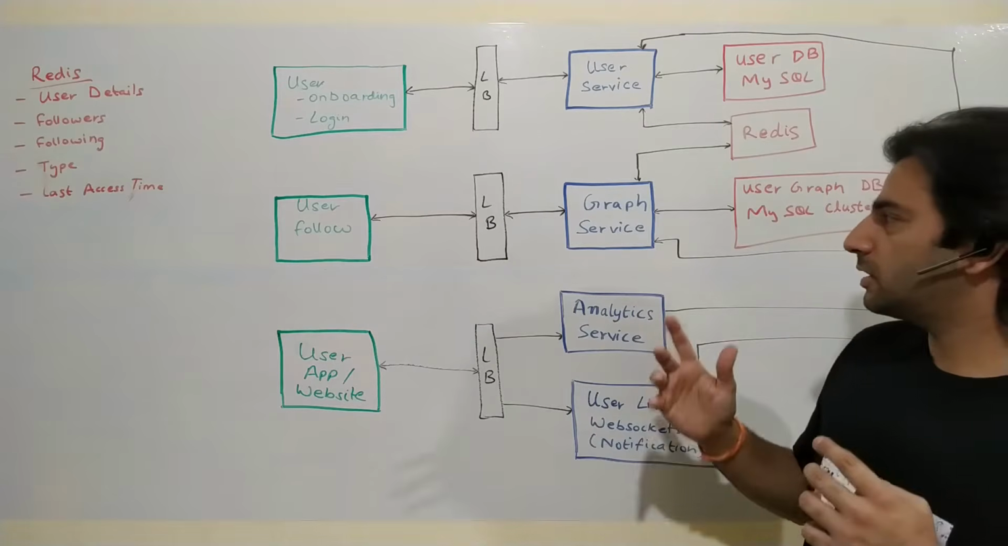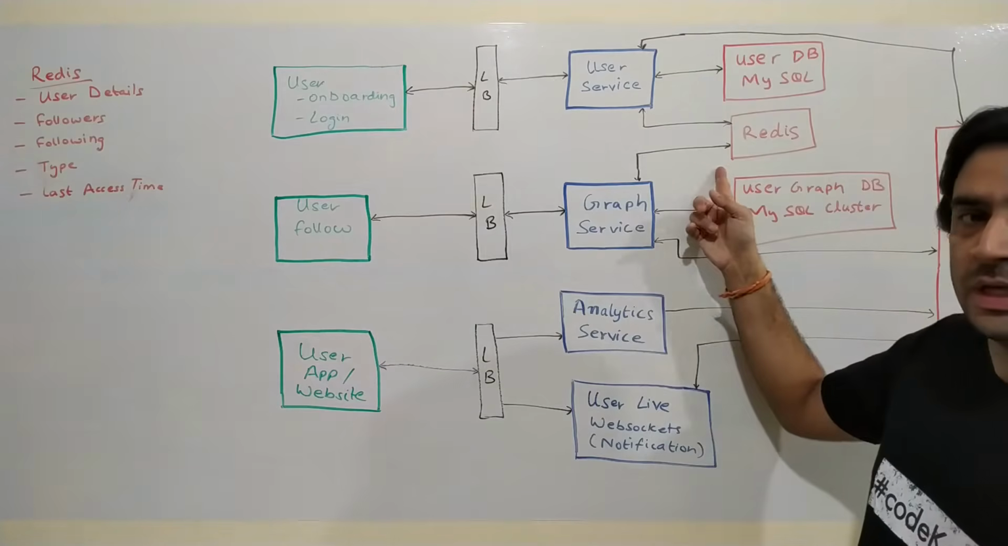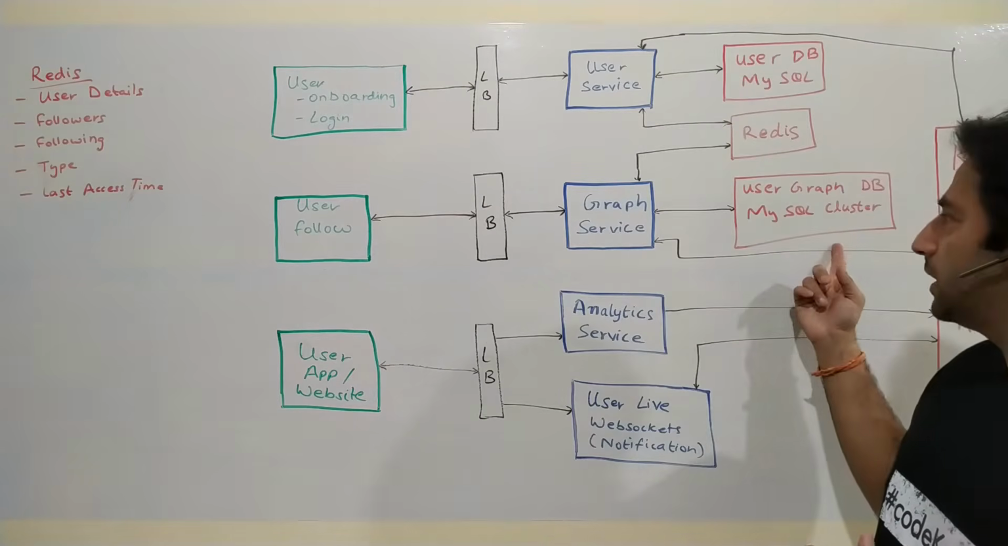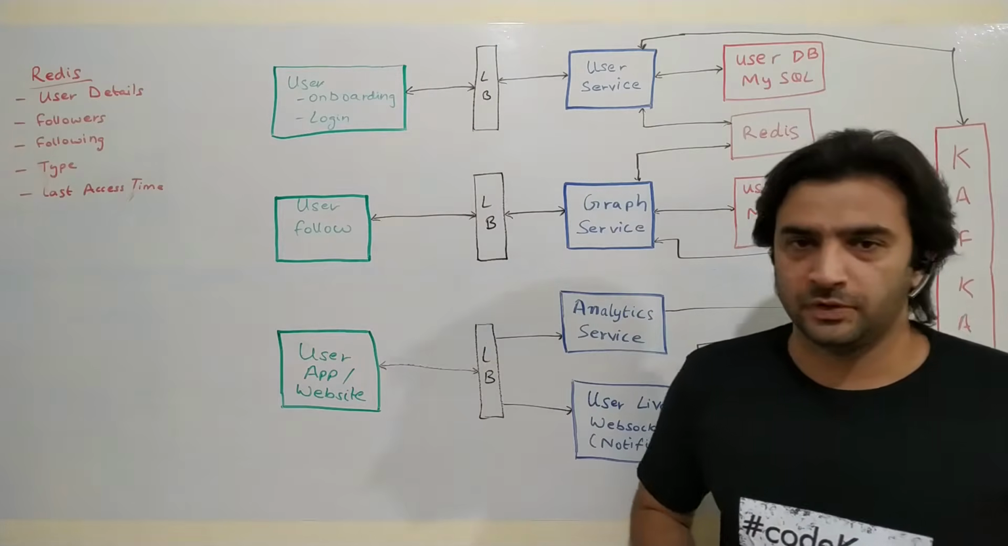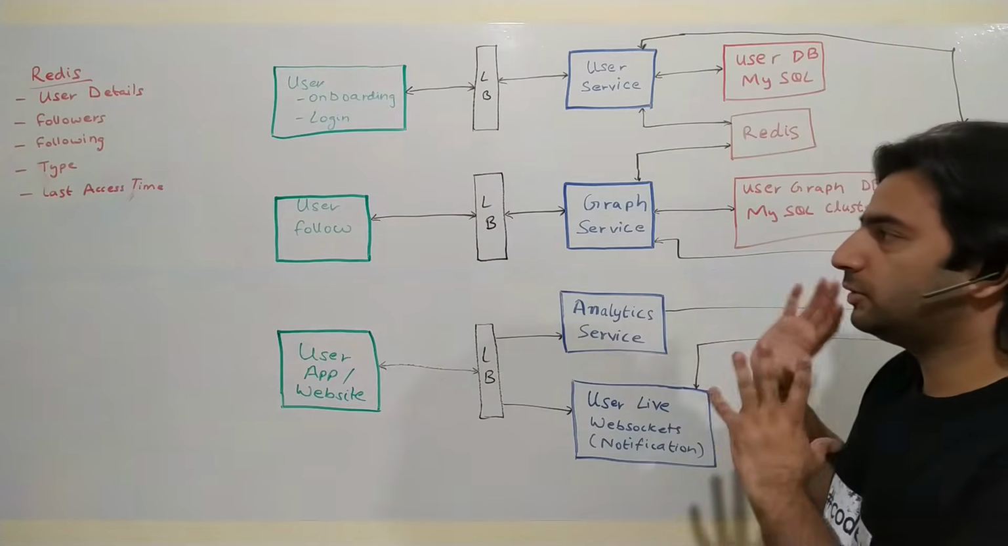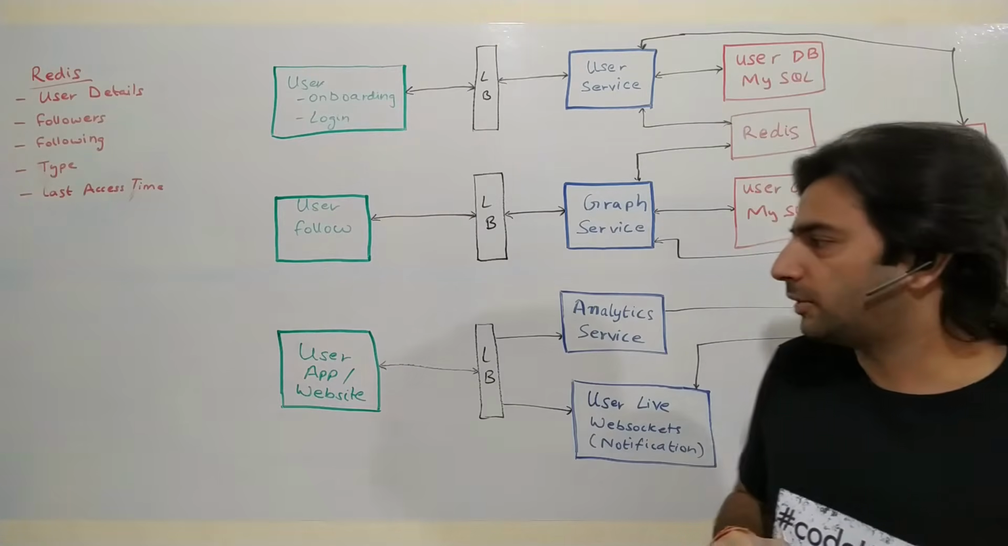Again, similar to user service, all the APIs that come to graph service first try to get from Redis. If they don't find the information, they query the MySQL. Then they persist into Redis and respond back to the user. Okay. So these were the user flows.